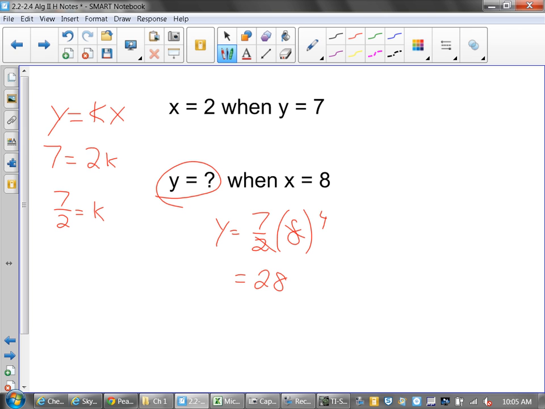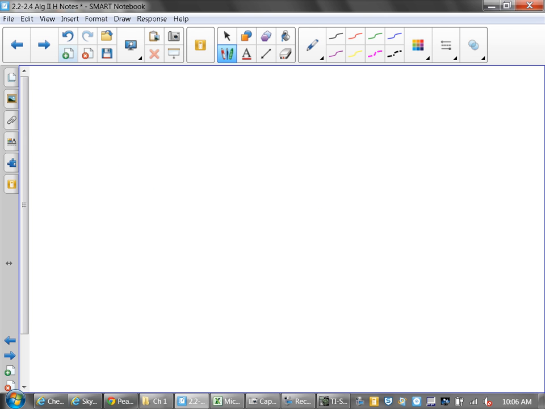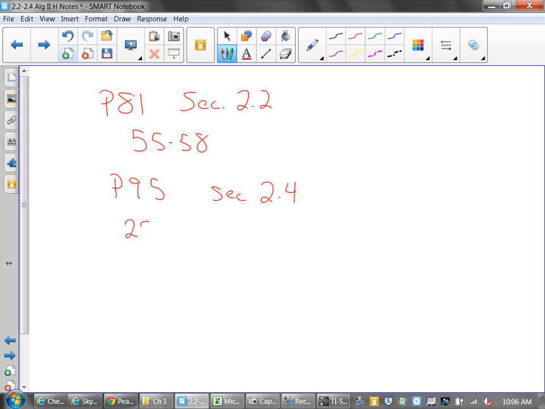Now I've split this up into a couple of different sections. What I'd like you guys to work on for tonight is on page 81, in section 2.2, numbers 55 through 58. And then on page 95, that's section 2.4, 25 through 28, 38 through 40, and 43 through 54. Okay.